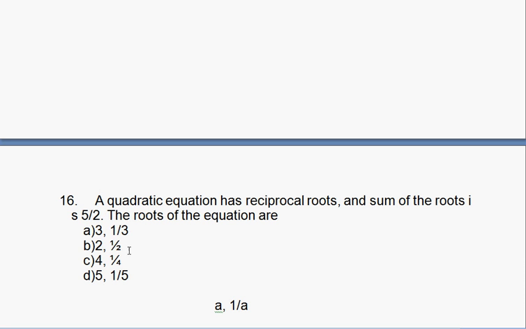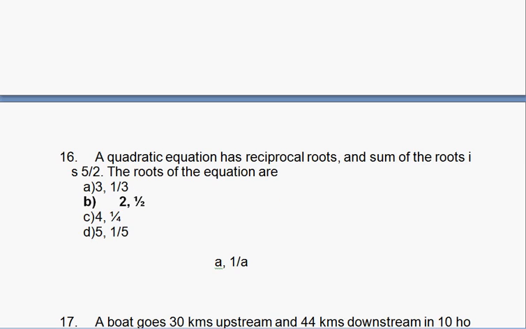So we have to just see which of these make sum as 5 by 2. So 3 plus 1 by 3, it doesn't make 5 by 2. 4 plus 1 by 4 won't make 5 by 2. 5 plus 1 by 5 won't make 5 by 2. So it has to be option B, 2 and 1 by 2. If you add it, you would get 5 by 2. Just by using options you can very easily do this question.